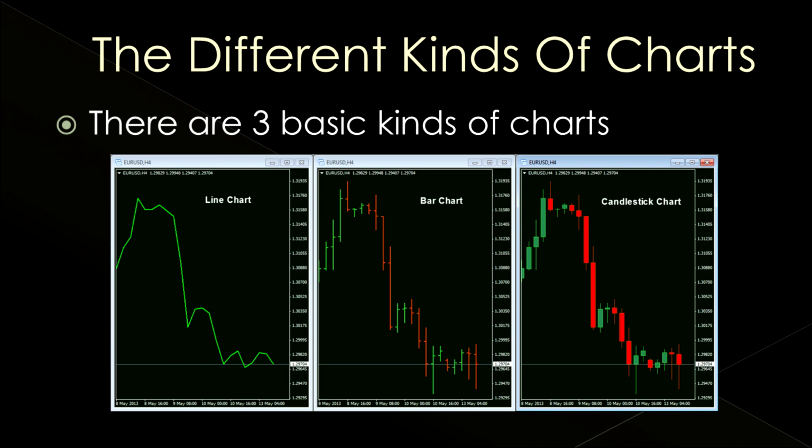As in the image, we have what's known as a line chart, which is basically a line that moves, and then a bar chart, which is made up of a series of bars, different colored bars, perhaps red for down or green for up, and candlestick charts, which are thicker, fuller, and look like candlesticks, right?